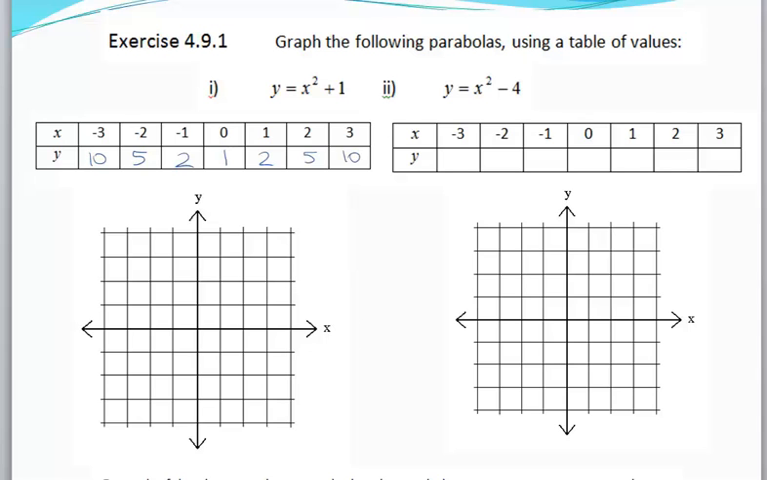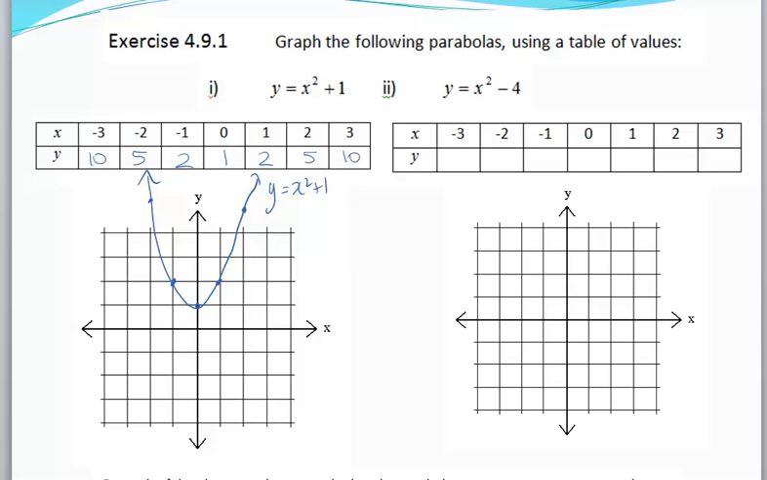We can plot our points here. When our x is equal to 0, our y is equal to 1. When x is equal to 1, y is equal to 2. When x is equal to 2, y is equal to 5, and so on. When x is minus 1, y is equal to 2. When x is minus 2, y is equal to 5, and the 3 and the 10 as well. We draw our curve, and then we write our label y is equal to x squared plus 1.